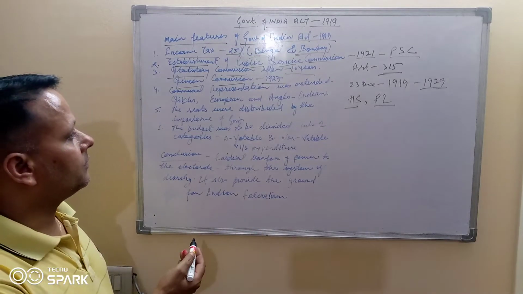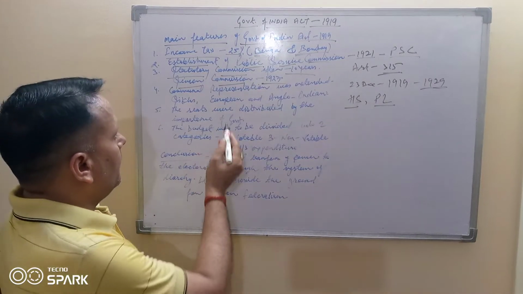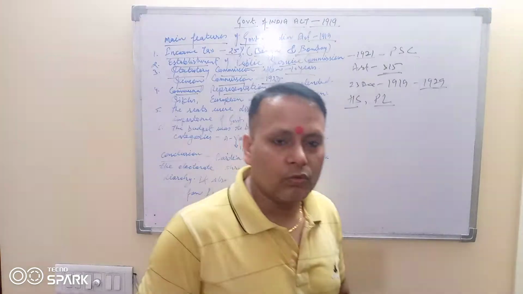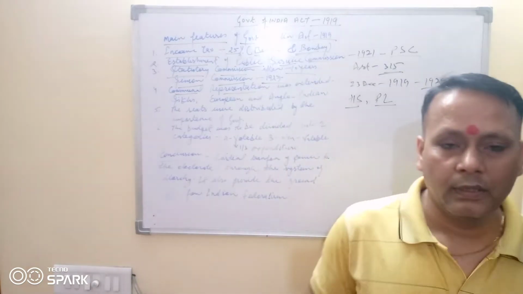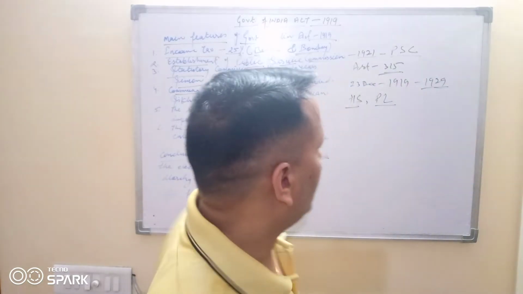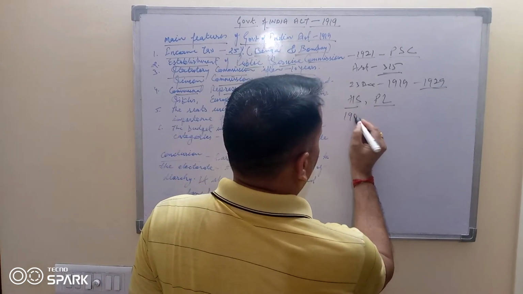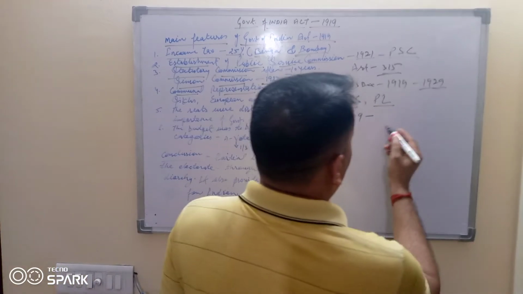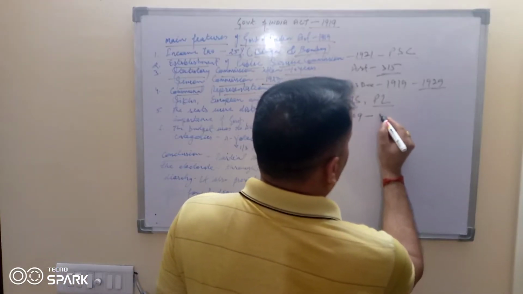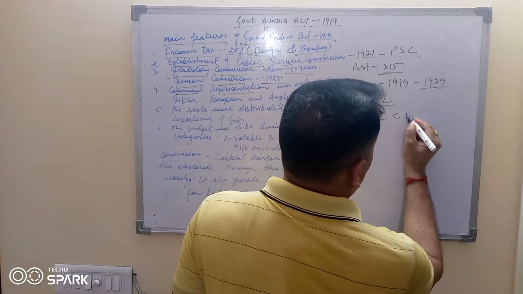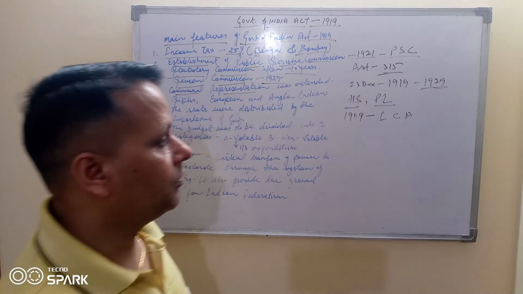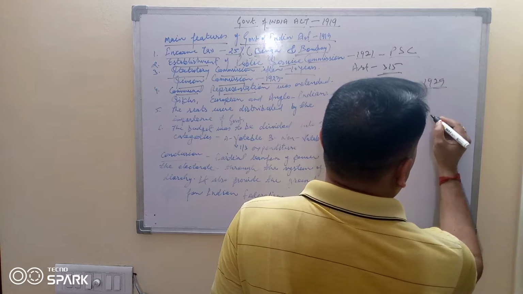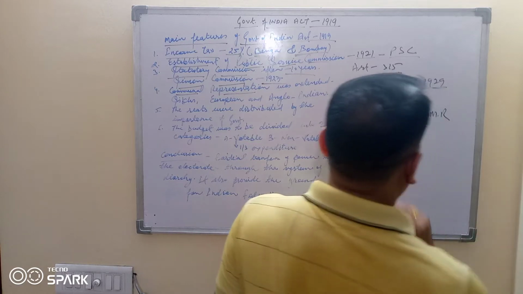The next thing, which is very important for all of us, is communal representation. As we know from our previous class, the 1909 Indian Councils Act, familiarly known as the Morley-Minto reform.